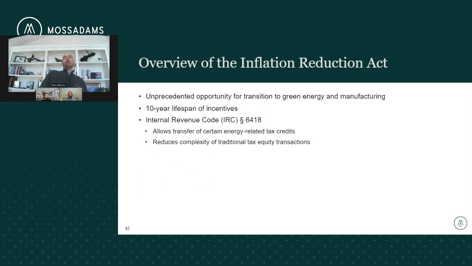And really, truthfully, one of the things that it does is it allows companies to take advantage of the credits that are associated with the green energy transition and the manufacturing of the green energy components as well, and allows for those credits to transfer, one-time transfer, which greatly reduces the amount of complexity that we would see in traditional tax equity transactions.